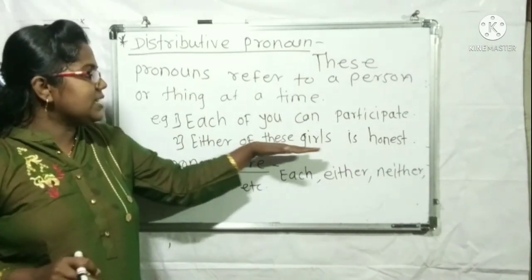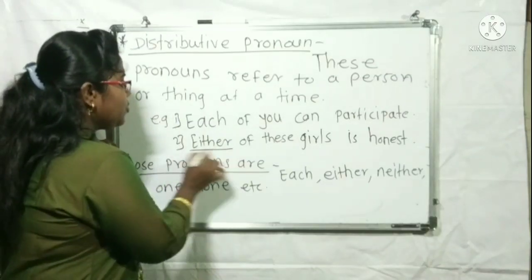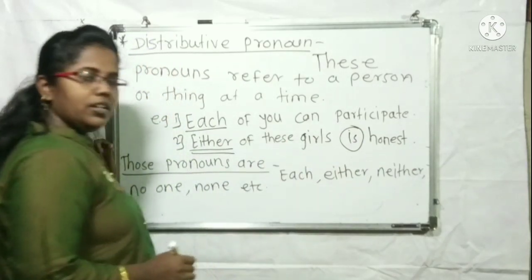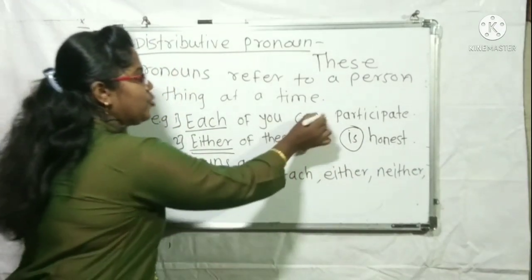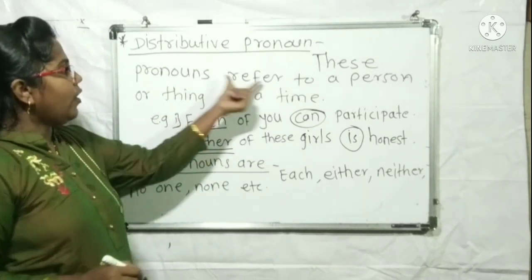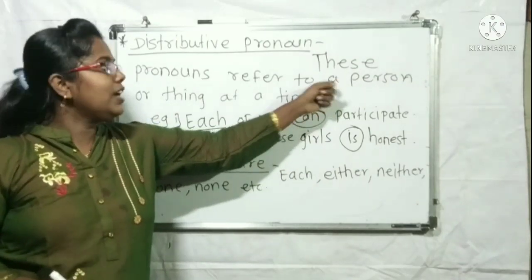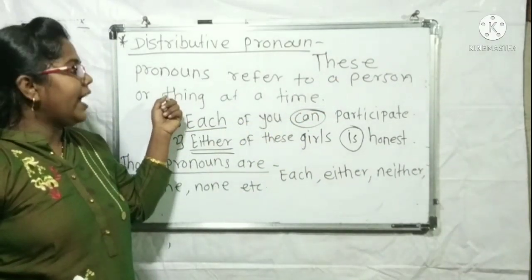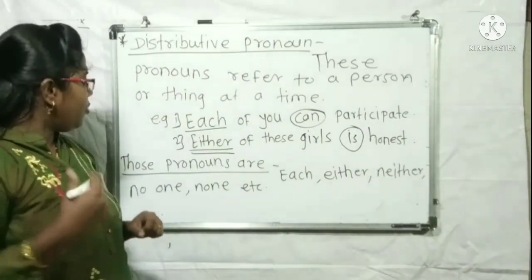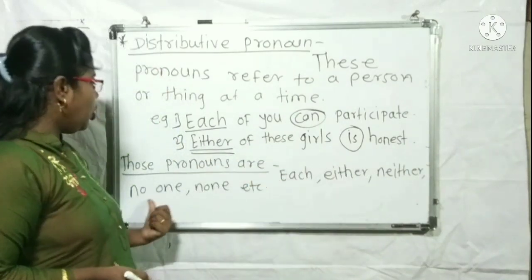Then either of these girls is honest. Either. When you are using either, each, at that time we are using a singular verb. Here also. And that's why these pronouns refer to a person, a single person or single thing at a time. That is what distributive pronoun is about. Then which are those pronouns? See, each, either, neither, no one, none.